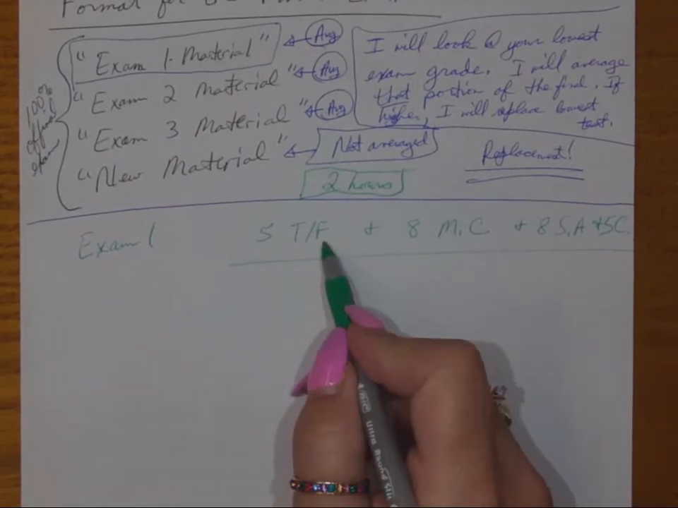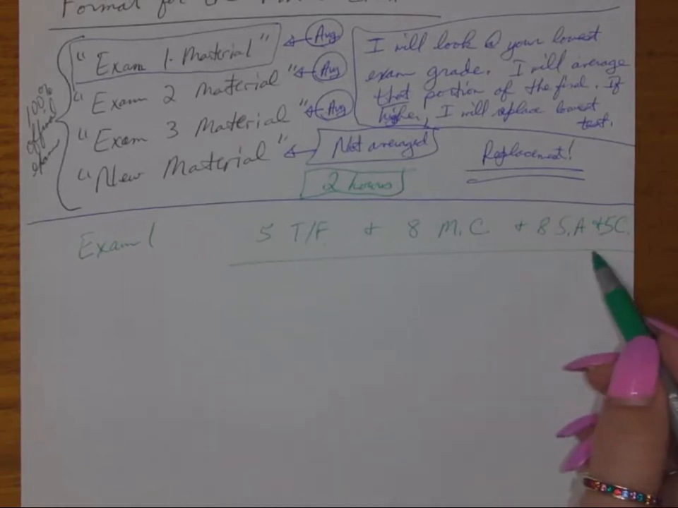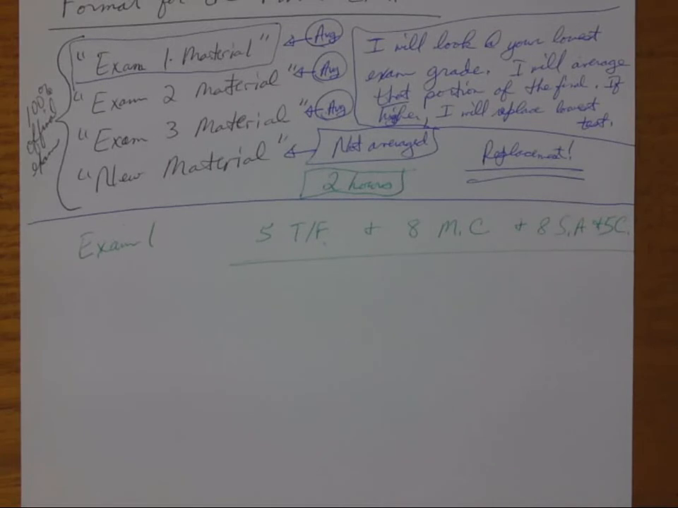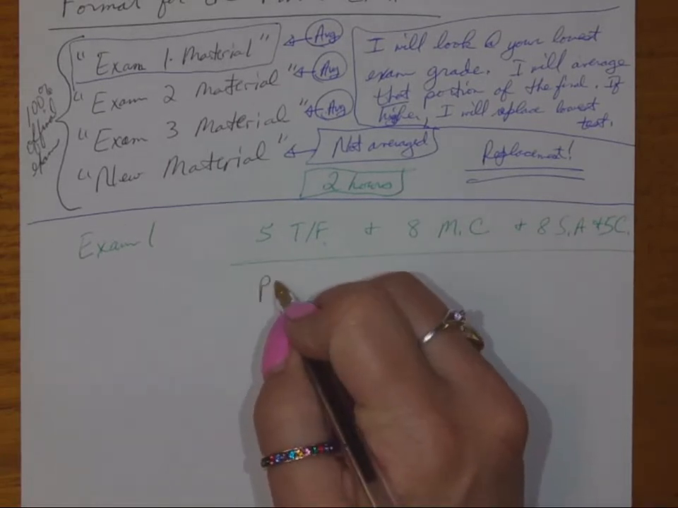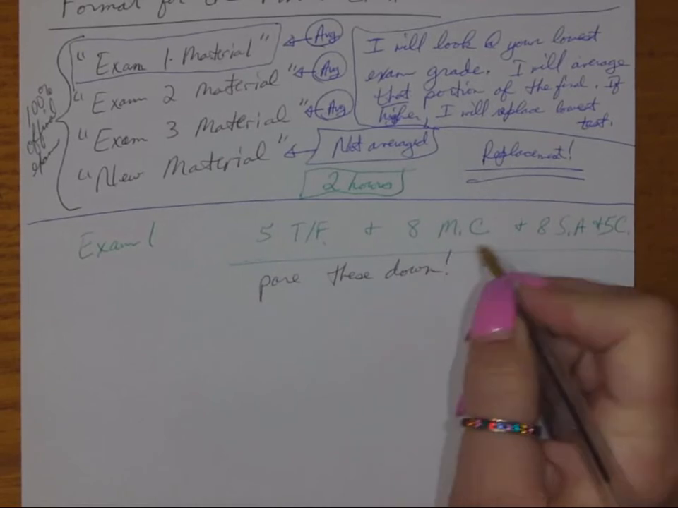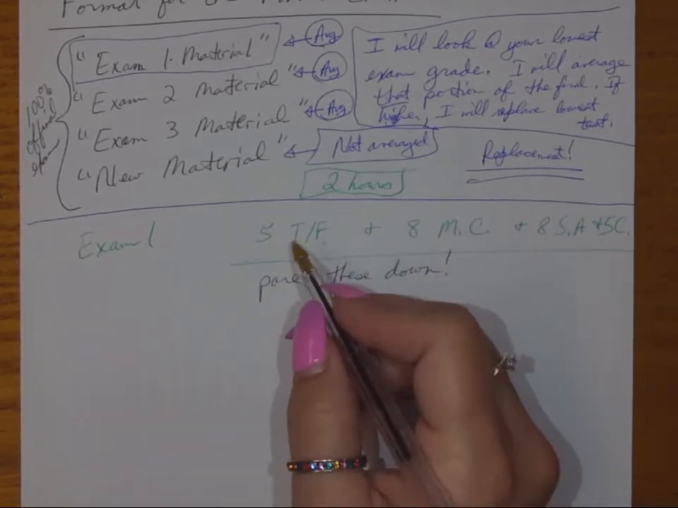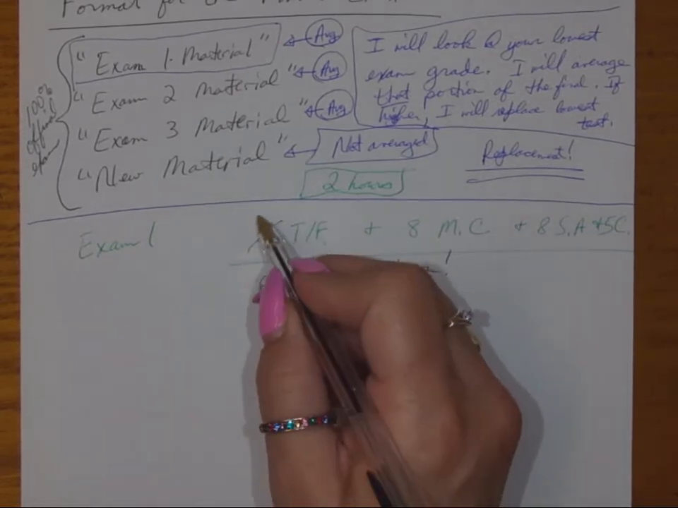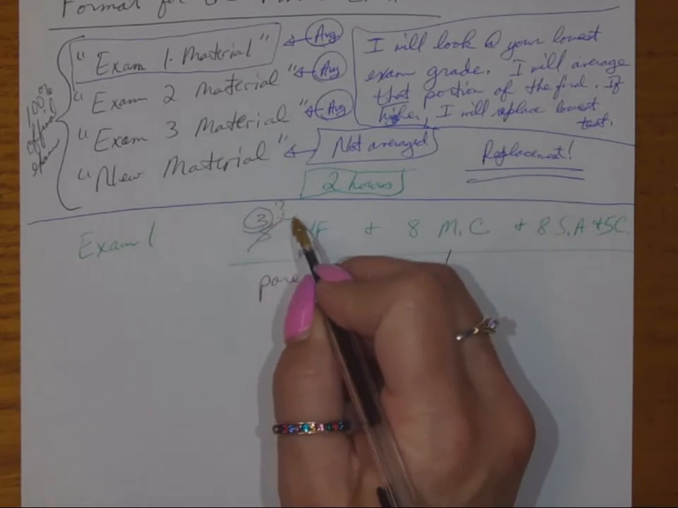So when you think about that, I can't do this, right? I can't give you that large of a test again. So what I do is I pare these down. Okay, what does that mean? It means that instead of 5 true-falses, maybe you get 3. Okay, and it just depends.